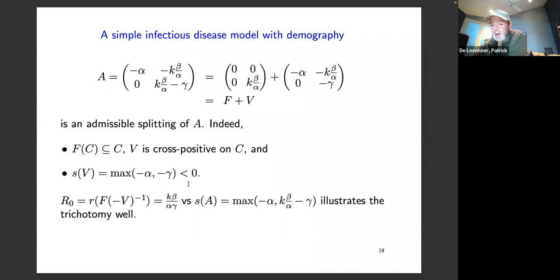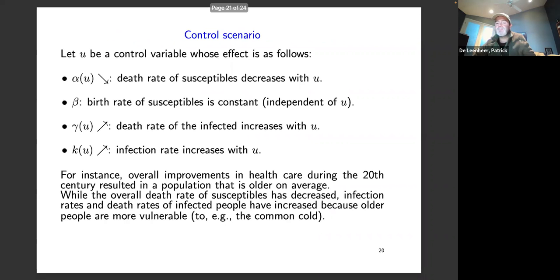Whereas S of A is this matrix, its spectral abscissa is the maximum of these two numbers. And you can see that the trichotomy, meaning R naught is less than 1 if and only if S of A is negative, etc. These three different cases hold given these explicit expressions for R naught and S of A.